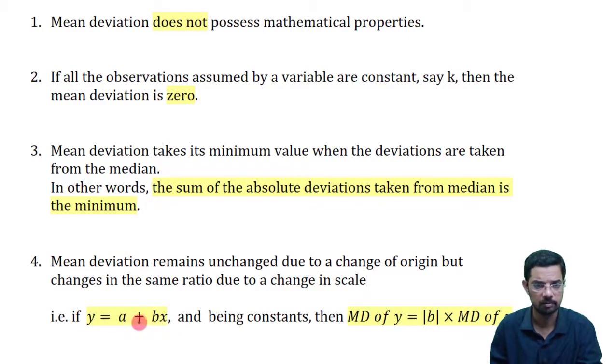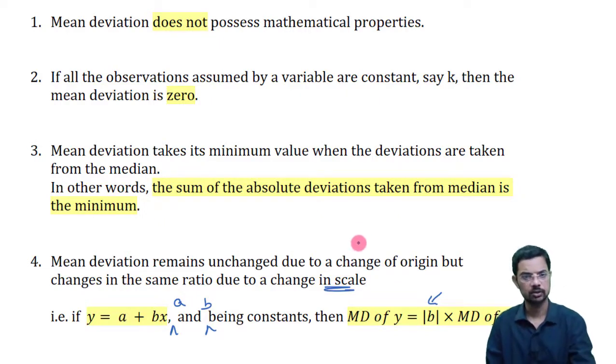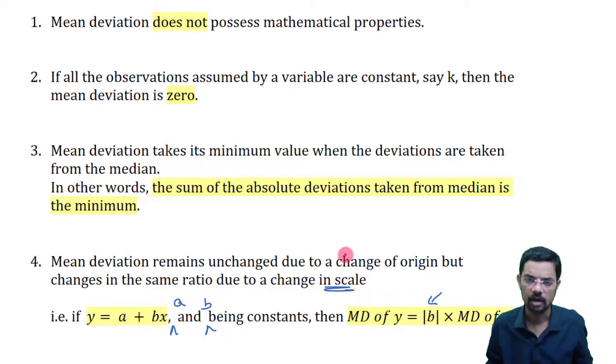Y is equal to a plus bx, where a and b are constants. Then the mean deviation of y is equal to modulus of b into MD of x, where b is the scale factor. Mean deviation is affected by change in scale, but it is not affected by change in origin. So if you add something to each observation, or subtract something from each observation, the mean deviation is not going to be affected.